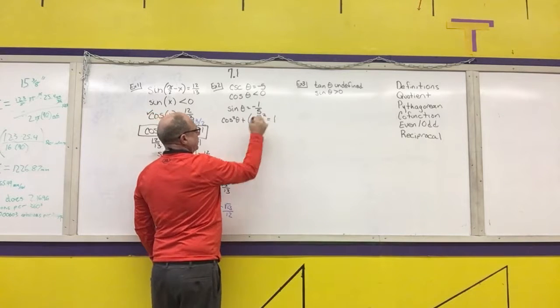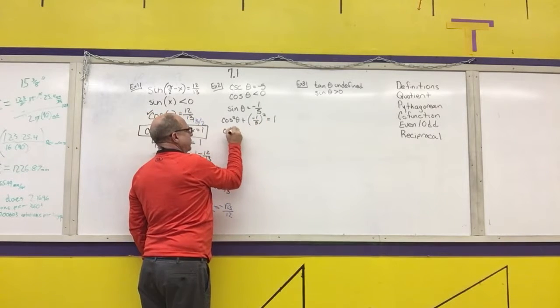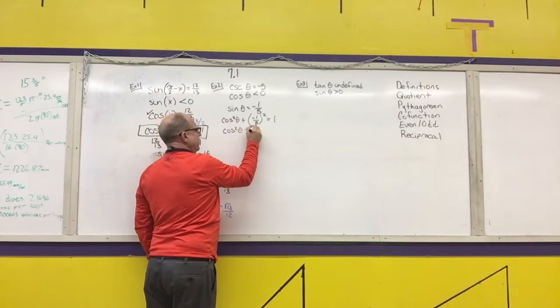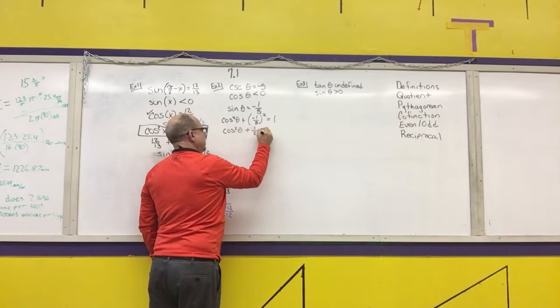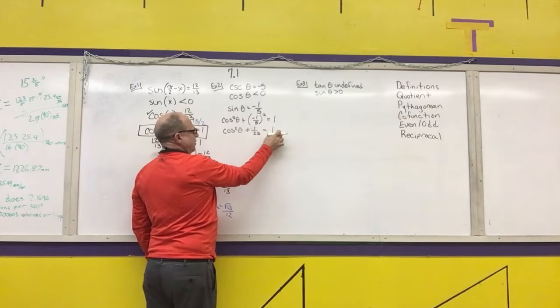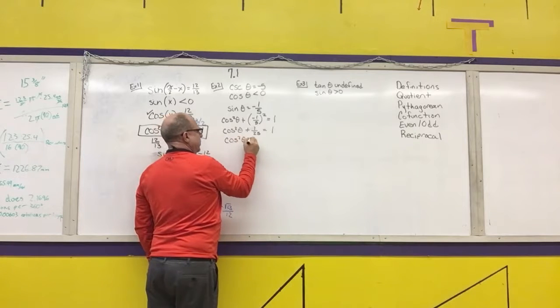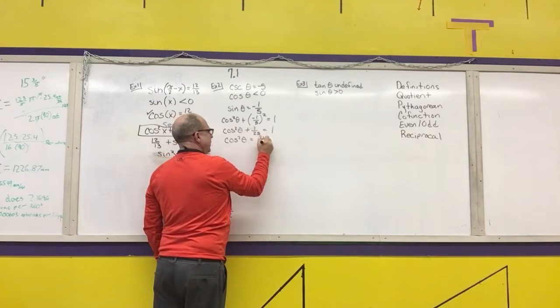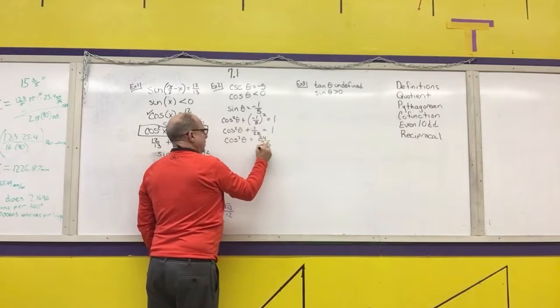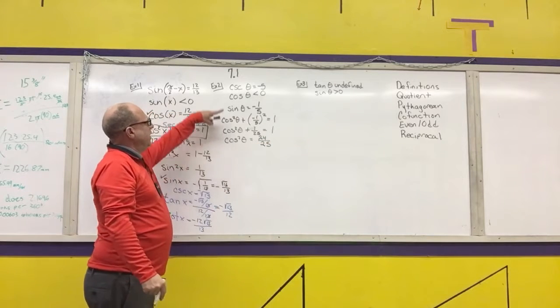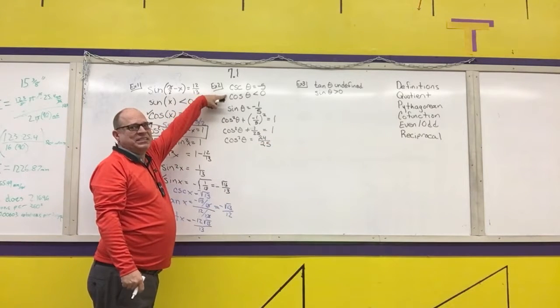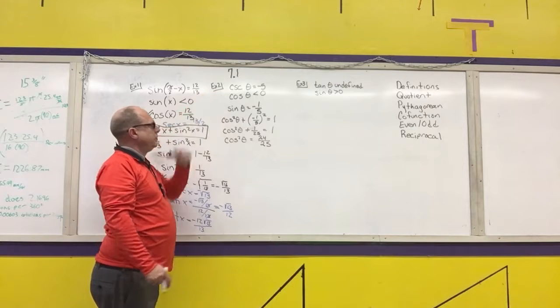Well, 1/5 squared is 1/25. So I have cosine squared theta plus 1/25 is equal to 1. Subtract the 1/25 from both sides. I get cosine squared theta is equal to 24/25. Take the square roots, and again, I look up here, I'm only going to take the negative square root.